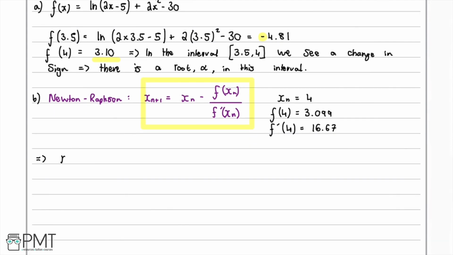So therefore, x of n plus 1 is going to be equal to 4, and then we take away 3.099, and we divide that by 16.67. And putting these numbers into our calculator, it comes out with 3.81409. Then there are some further decimal places, but that's all we're going to need to conclude the 3 significant figures. So then rounding this to three significant figures, we have that x of n plus 1 is going to be equal to 3.81.